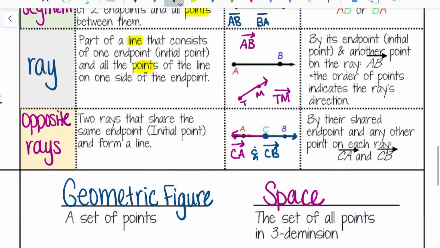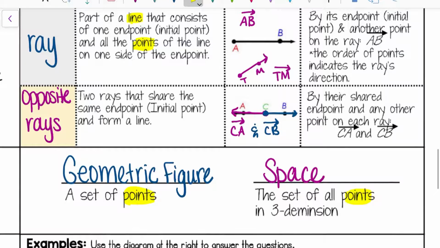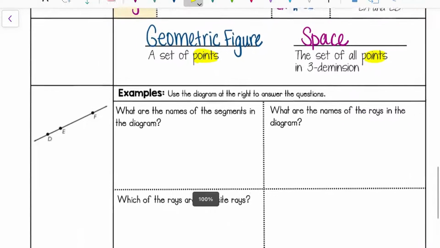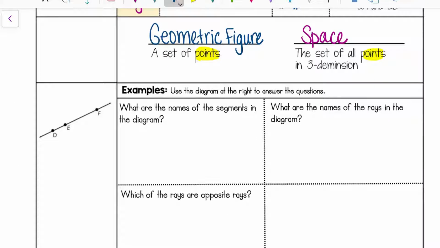A geometric figure is a set of points, and space is a set of all points in 3 dimensions. Those are 2 other terms that we can define using undefined terms. So let's look at this diagram. What are the names of the segments in the diagram? Okay, so we have several segments here.